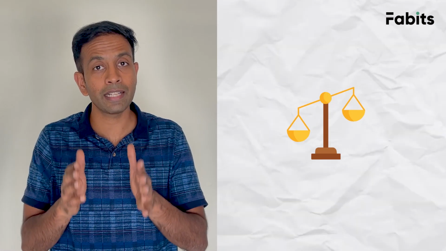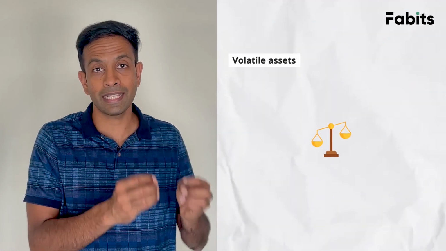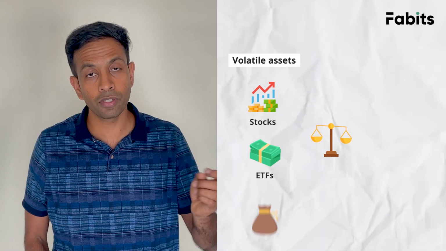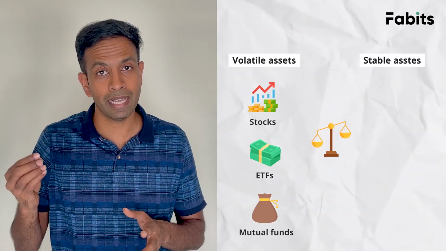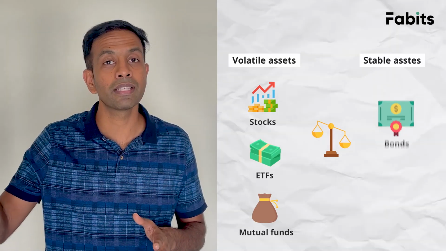If you were to plan for your own education or your kids' education, you would like to take a more conservative approach because it's a short to medium term goal. In this case, you would like to find a better balance between volatile assets such as stocks, ETFs, and mutual funds, and more stable asset classes such as bonds and debt funds. Thus, it is very critical that you allocate assets based on your personal goals.